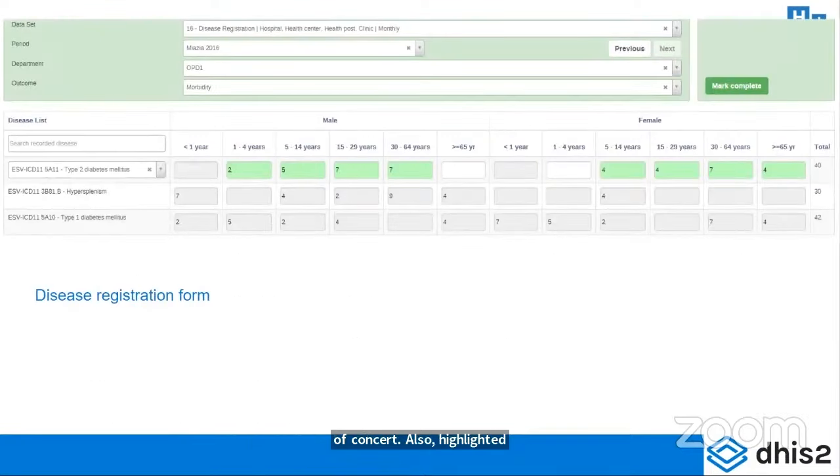We have a specialized module, a specialized application to collect data for these 2,500 plus diseases. As you can see, we are collecting data only when there is a case or a disease happening at the facility. So these data then are analyzed using a custom dataset report form, which I will demo later.